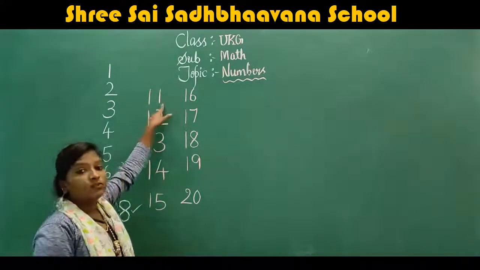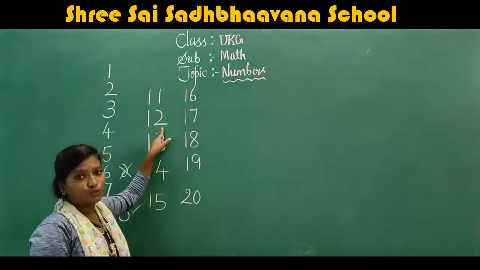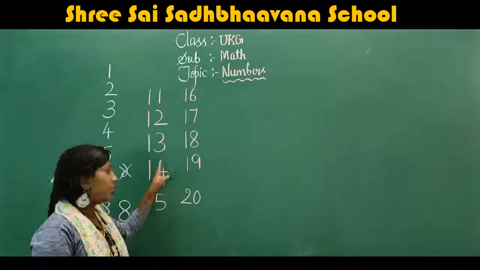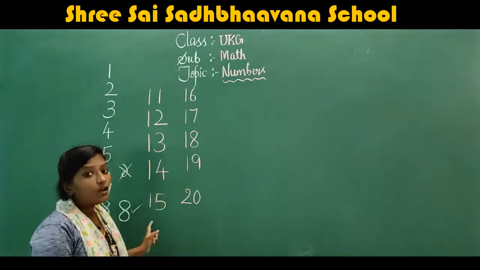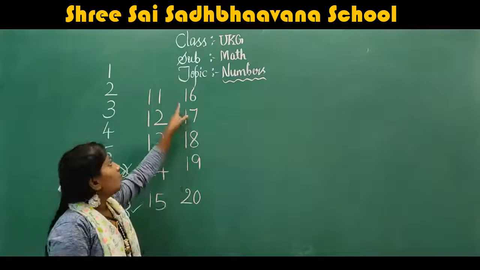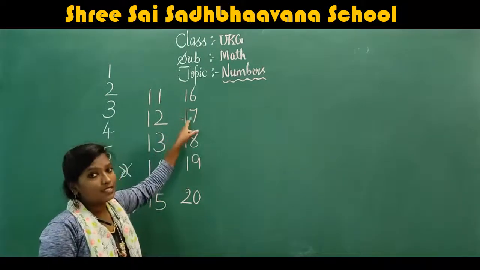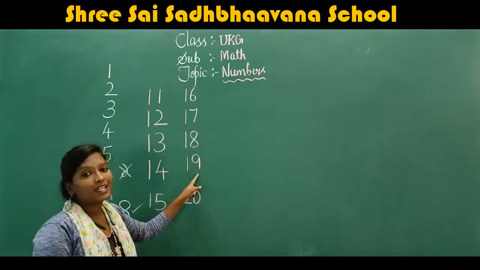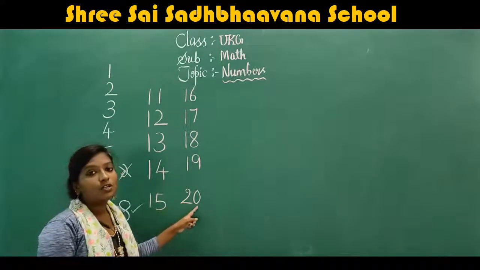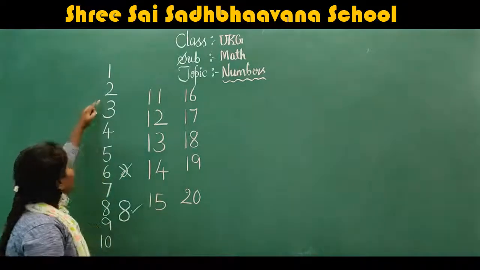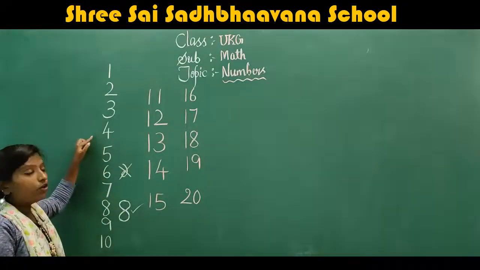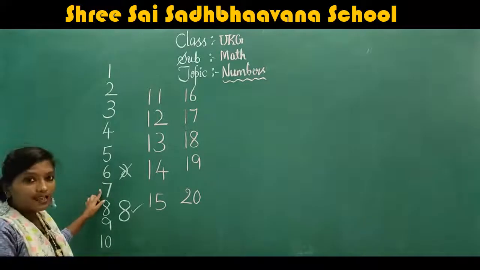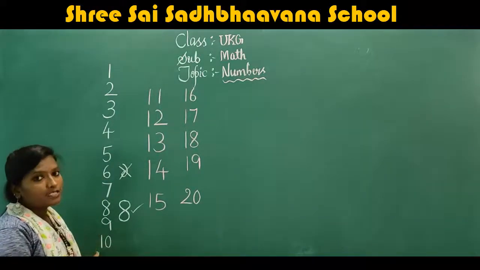See children, 1, 1, 11. 1, 2, 12. 1, 3, 13. 1, 4, 14. 1, 5, 15. 1, 6, 16. 1, 7, 17. 1, 8, 18. 1, 9, 19. 2, 0, 20. See children, 1, 2, 3, 4, 5, 6, 7, 8, 9, 10.